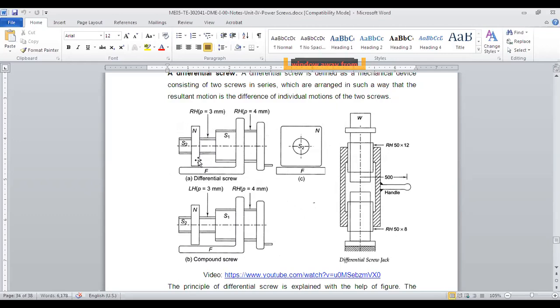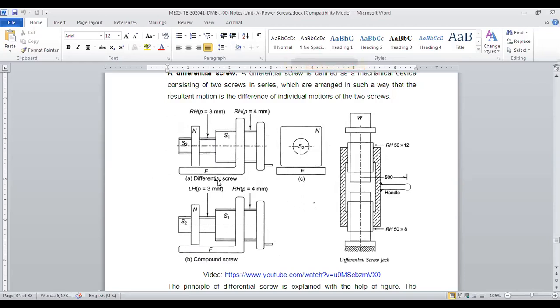Now if S2 is not moving, then N1 will go to the left-hand side by 4 mm. But since it has a movement of 4 mm because of S1, and because of S2, whose pitch is 3 mm and which is also rotating by one rotation, it will go to the right-hand side by 3 mm. So N is effectively going left by 4 mm and right by 3 mm. Ultimately, the final movement of the nut will be 1 mm, which is the difference of 4 minus 3. So this is what the differential screw is.